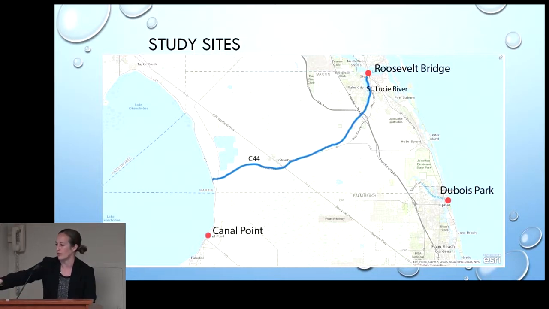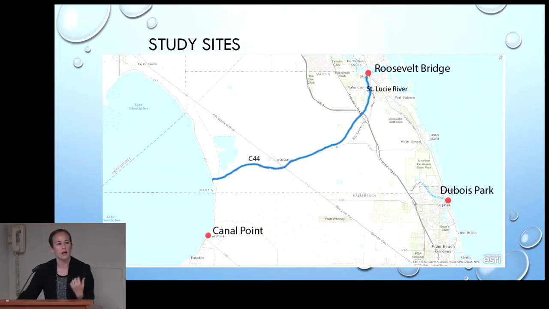And so there's our Canal Point site, which just provided us with some background to see what was going on in the lake, while we're looking at the enterococci and cyanobacteria at Roosevelt Bridge and Du Bois Park. You notice also there is a spot where this shows the flow from the lake.